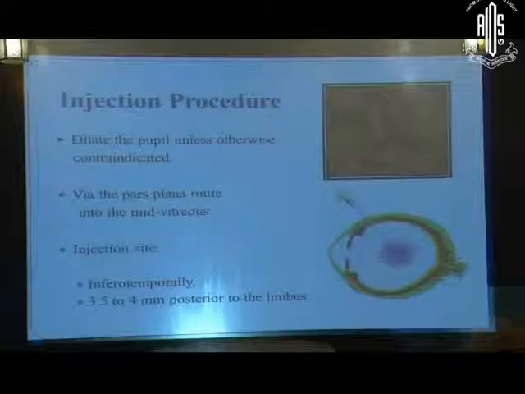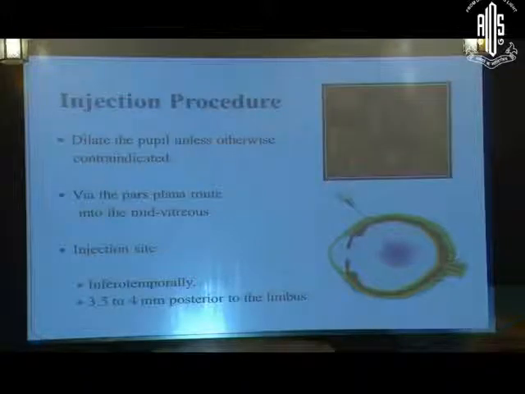Before starting the procedure, it is always better to have a drop of betadine in the eye, and then subsequently topical antibiotics, or in some of the cases which are high risk, one can even go for a systemic antibiotic. We can dilate the pupil. We use the pars plana route into the mid-vitreous, and the injection site classically is inferotemporally 3.5 to 4 millimeters from the limbus, depending on the phakic or pseudophakic status.